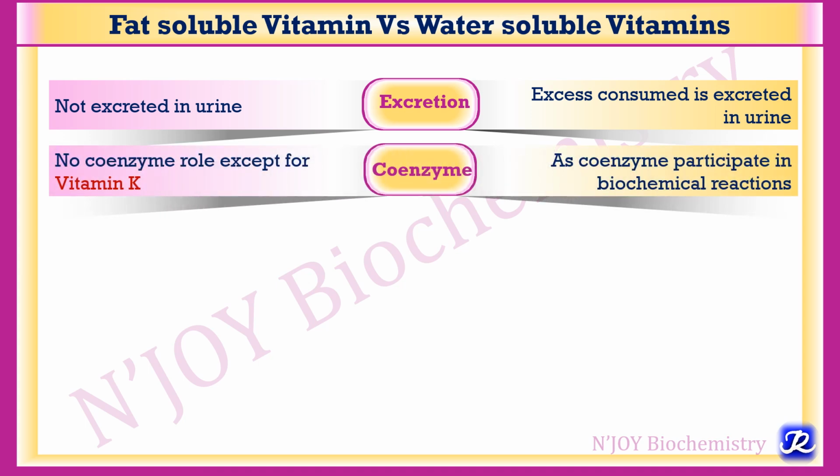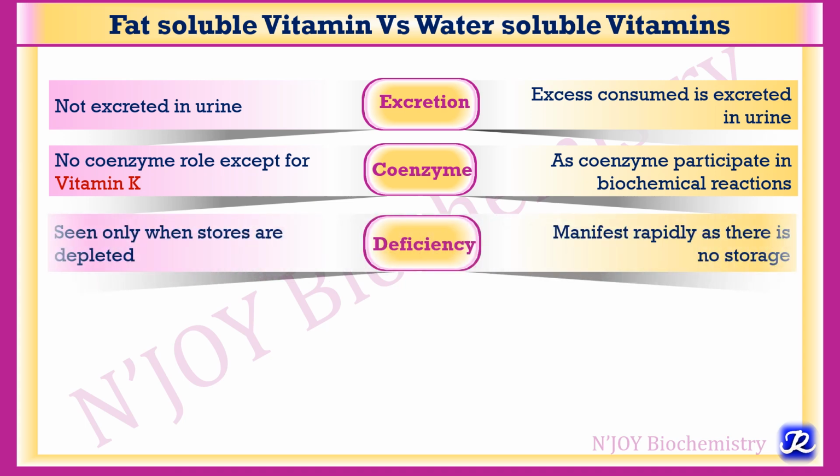Now coenzyme form. There is no coenzyme role for fat soluble vitamins except vitamin K. So vitamin K is the only fat soluble vitamin which acts as a coenzyme, and the water soluble vitamins, as coenzymes, participate in various biochemical reactions. Deficiency. The fat soluble vitamin deficiency is seen only when the stores are depleted, and water soluble vitamin deficiency manifests rapidly as there is no storage.